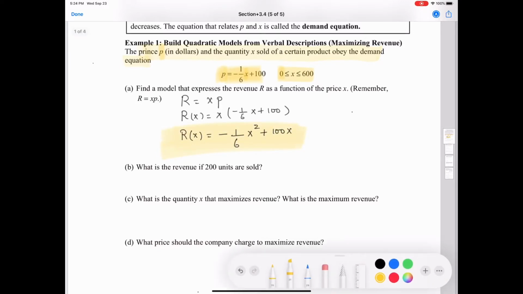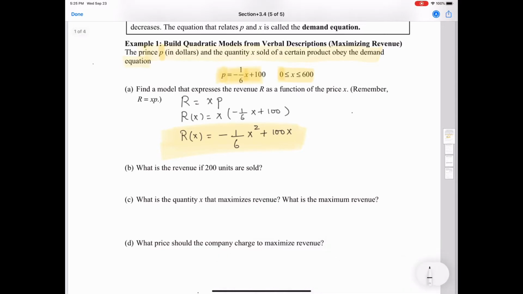Now, a few things to remember here. Look at the function. It's a quadratic function. The a value is less than 0, and we talked about this before. The independent variable is x, in this case the quantity, and the dependent variable is revenue. If I graph this function, I'm going to have an upside down parabola. I can use my calculator to answer C, but I can also use what you learned in the previous section to find the vertex point. So we'll come to B.